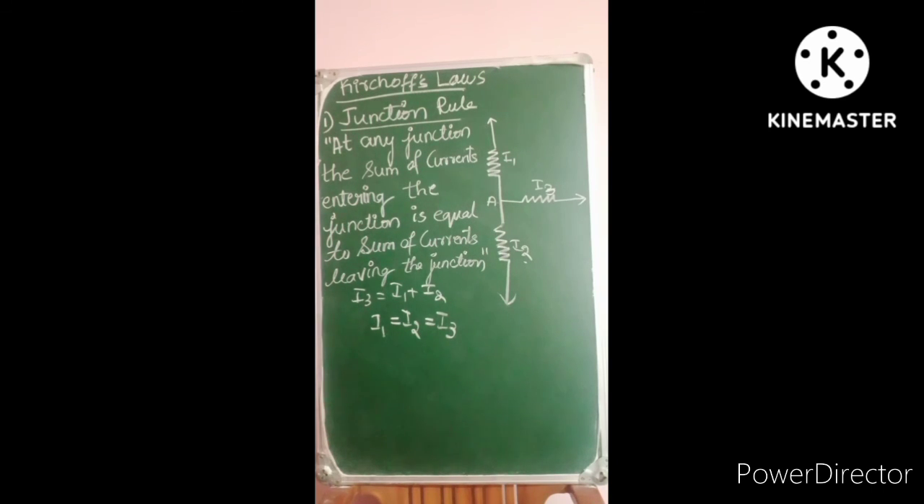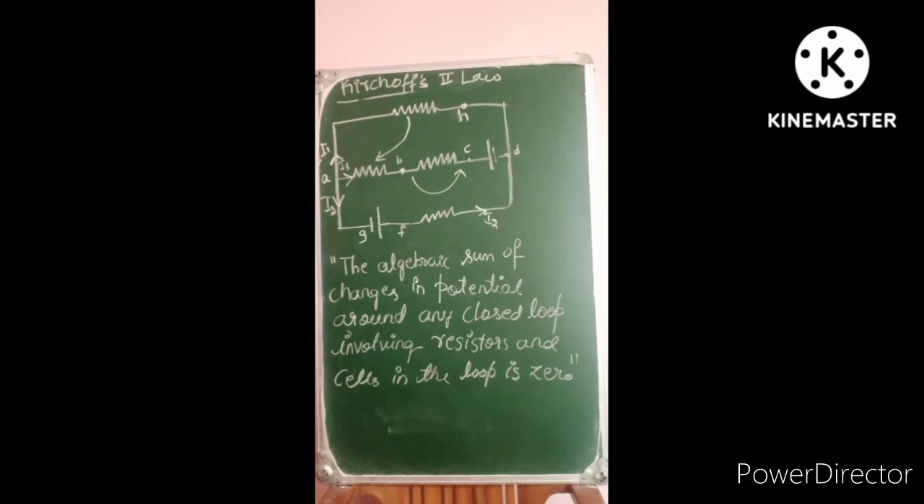This is the second law of Kirchhoff. It is called the loop rule, Kirchhoff's loop rule. It states that the algebraic sum of changes in potential around any closed loop involving resistors and cells in the loop is 0. See here in the diagrammatic representation we have a junction A. At this junction A, the currents leaving are I1 and I2 and the current entering is I3. We previously studied the junction rule, the first rule, which states that I3 equals I1 plus I2.